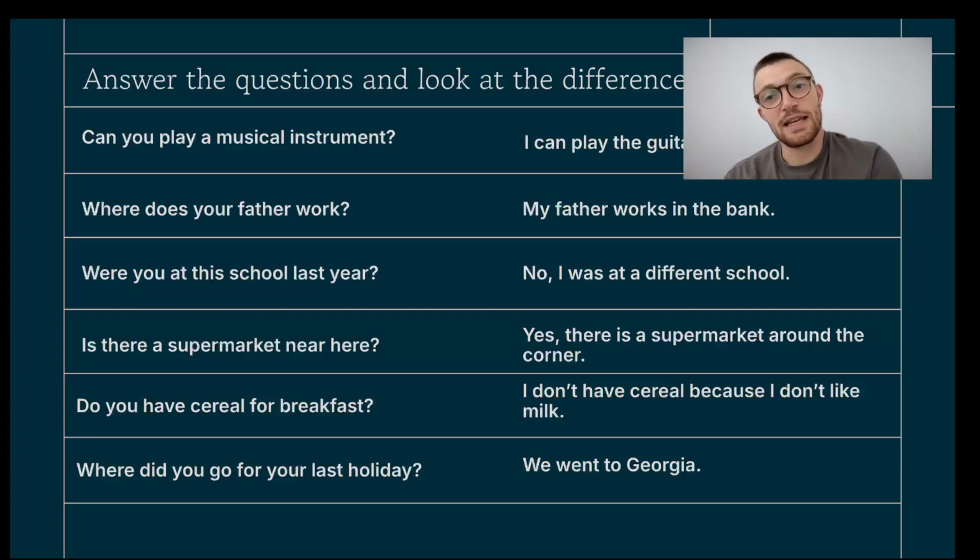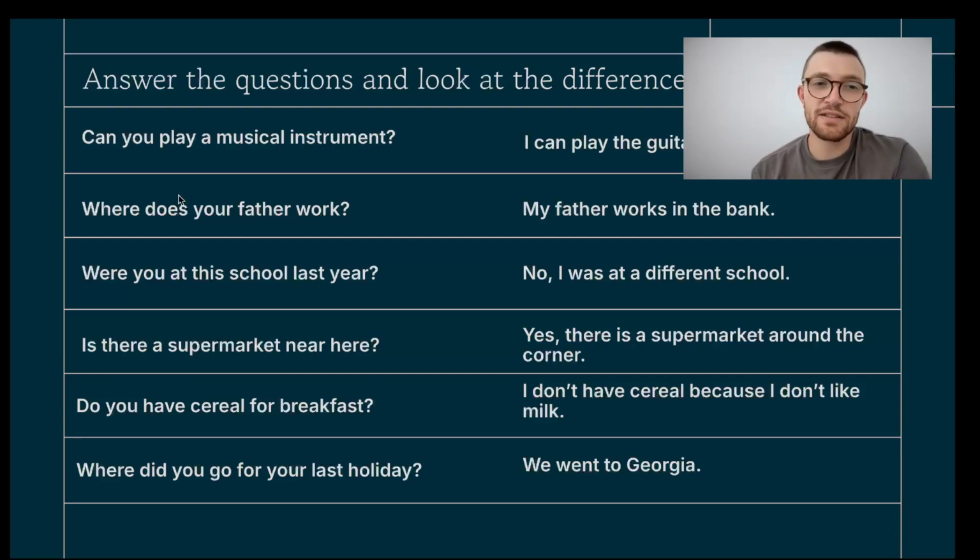Now, what is the difference in word order? Can you see the difference between "can you play" and "I can play"? What you should be able to see is that the subject, so here in the question is "you", and here in the answer is "I", is in a different position relative to the verb. So, can you play? Verb first, then the subject, and then the main verb. And here we've got subject, the can, the modal verb, and then the main verb, play. I can play.